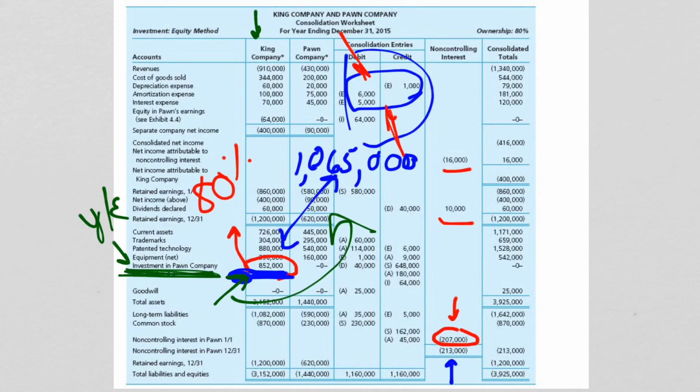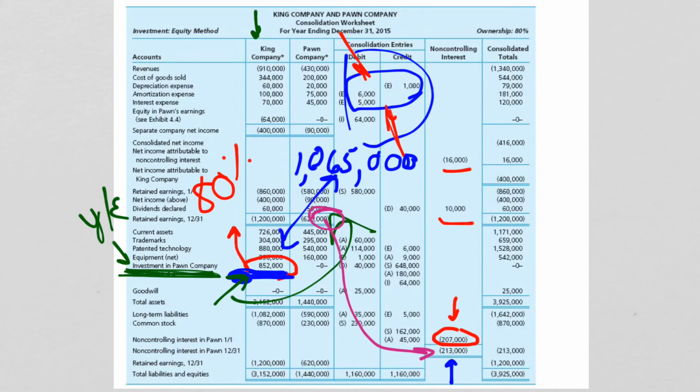So the difference between these two numbers happens to be 213,000, and looky here, that difference, that delta, there it is. So you can always compute what your ending non-controlling interest should be by this method when the equity method is done on the parent's books. You can always do that.